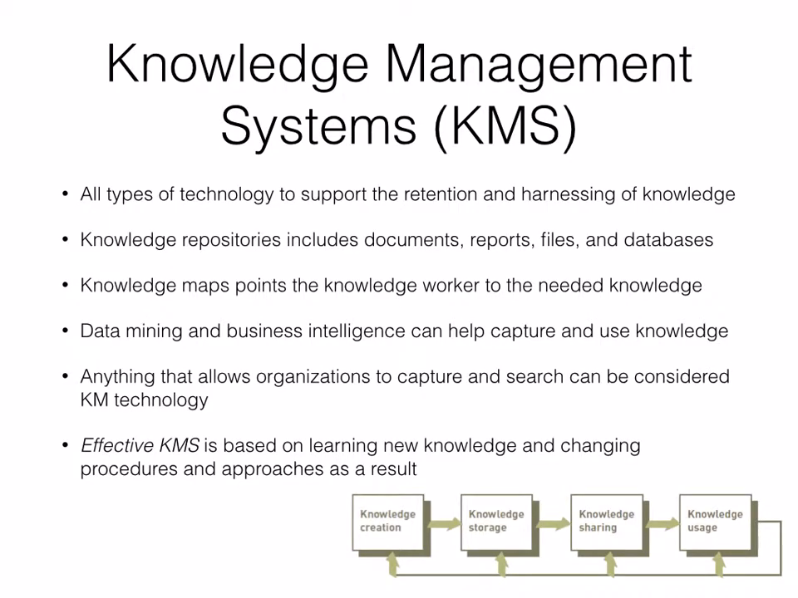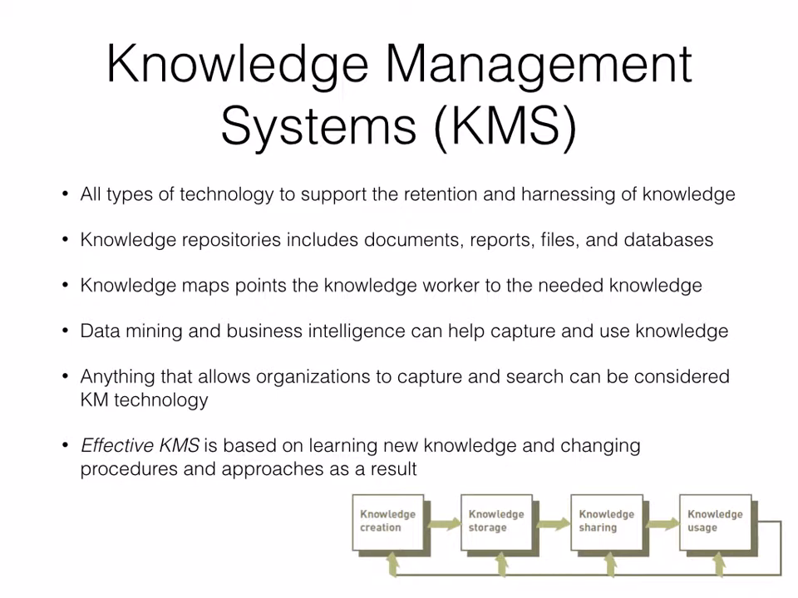So we've talked a lot about knowledge management and the different types of knowledge. Now let's discuss the technology that helps enable this. All types of technology that support the retention and harnessing of knowledge are knowledge management systems. I use the code repository example as a very rudimentary example. It definitely can be considered a knowledge management system. So there are knowledge repositories, things for documents, reports, code even, files, databases. As you move up one level, there are knowledge maps, which point the knowledge worker to the needed knowledge, the ability to know where that knowledge lies.